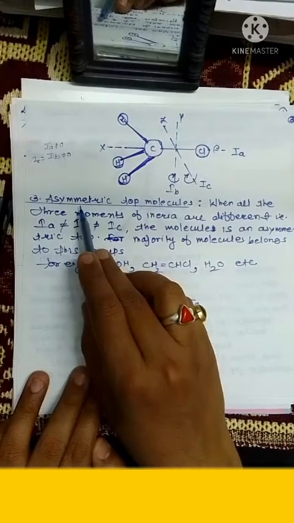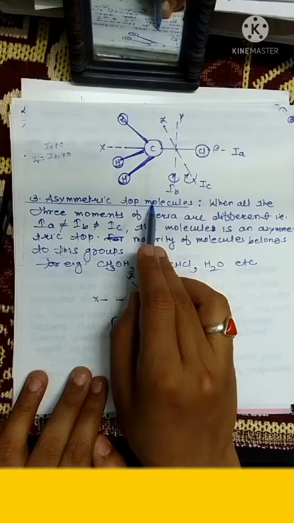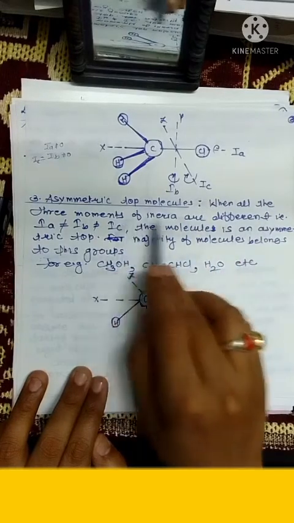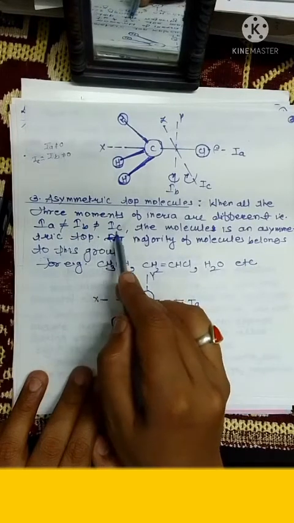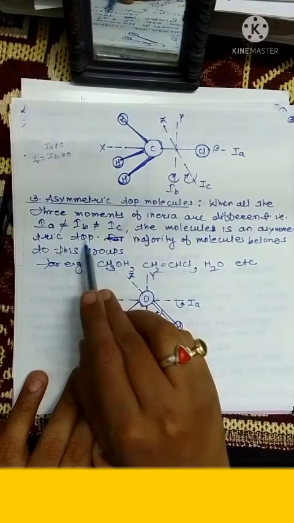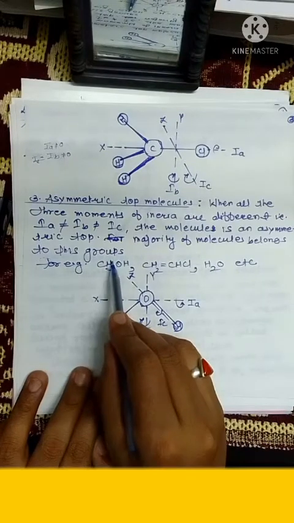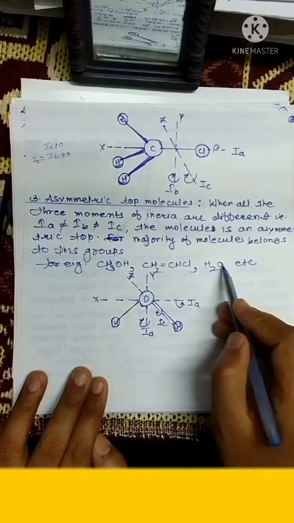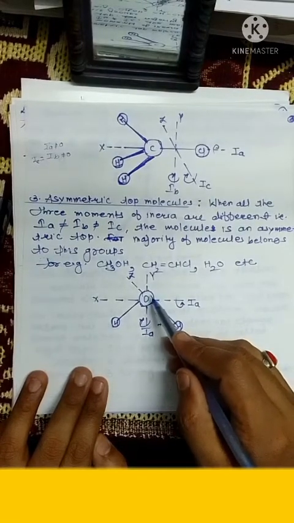Third category is asymmetric top molecule. Most of the molecules come under this category. When all the three moments of inertia are different, that is Ia cannot equal Ib, cannot equal Ic, the molecule is an asymmetric top. So just see, examples of asymmetric top molecules are methyl alcohol, CH2CHCl, water, etc. Just see in this example, water is taken.